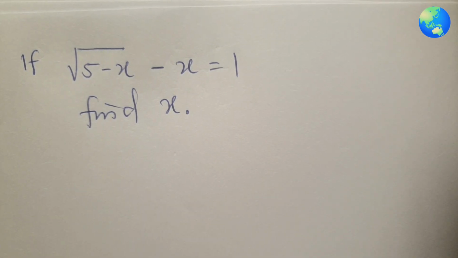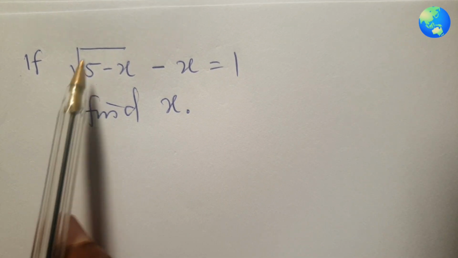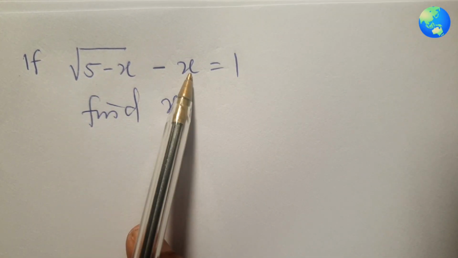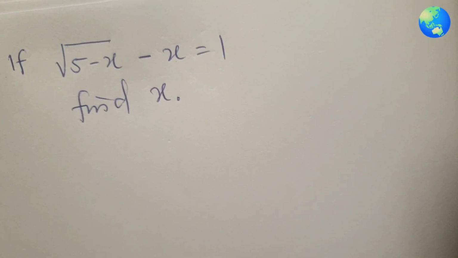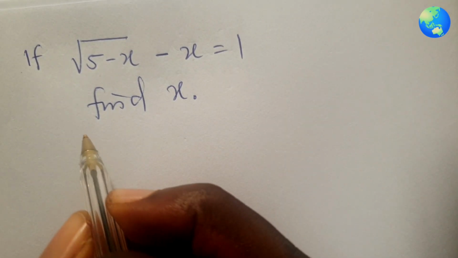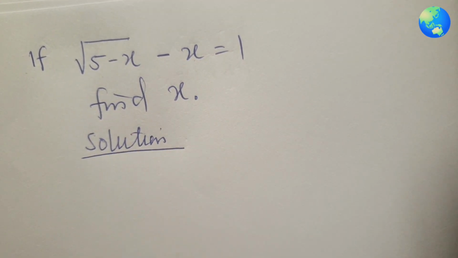Hello viewers, we have another question to tackle today. It says if square root of 5 minus x equals 1, you have to find the value of x. This looks easy, but if care is not taken, you might have a little misunderstanding about it.